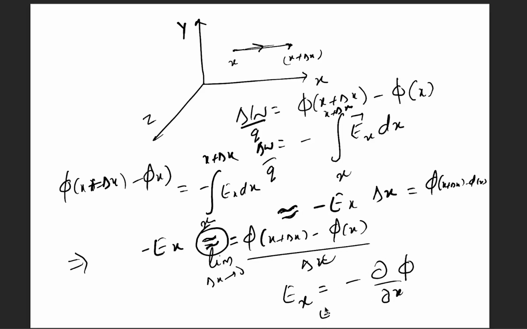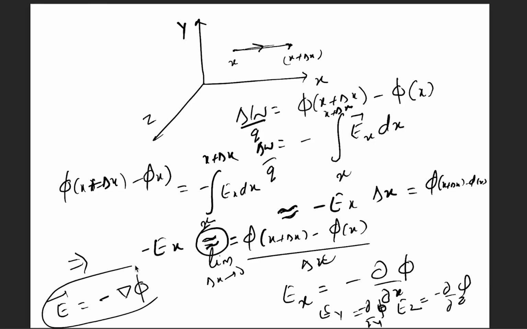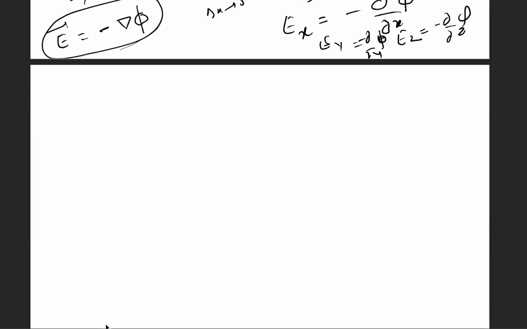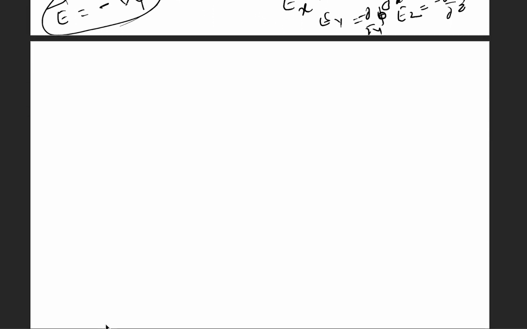So similarly I can find Ey equal to minus dou by dou y of phi, and Ez equal to minus dou by dou z of phi. So you see E is simply minus the gradient of phi. This is the relation which we already assumed by seeing that the electric field is curl free. But again we have proved that this is the relation which exists between the electric field and the potential of the point.